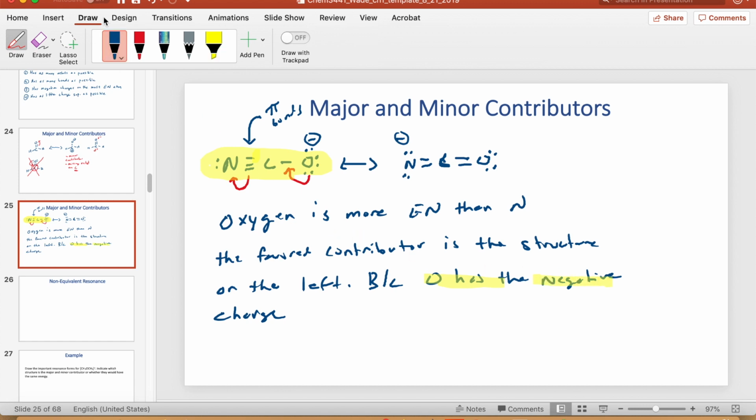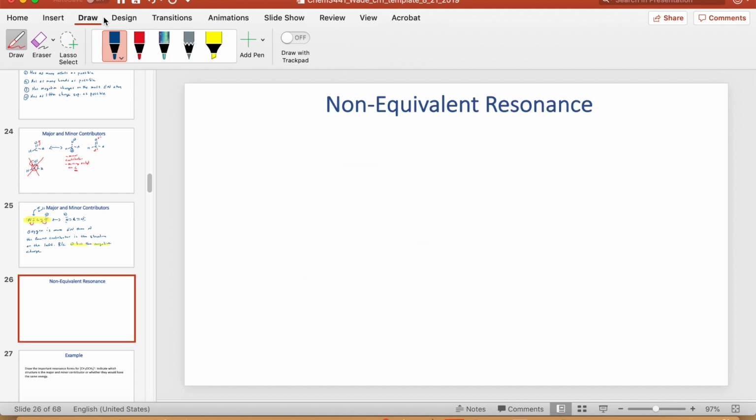All right, so there are some times when you may have opposite charges and things like this. They need to actually be on adjacent atoms. Here's an example of what I mean by this, and you can group these into what we call non-equivalent resonance.